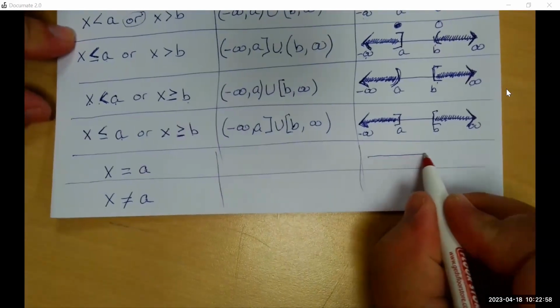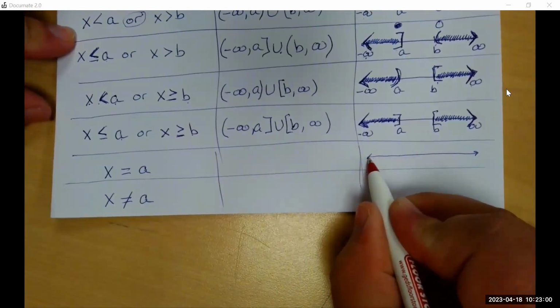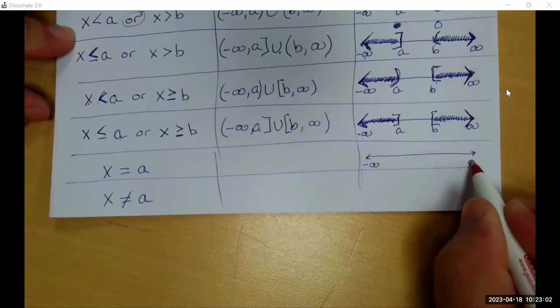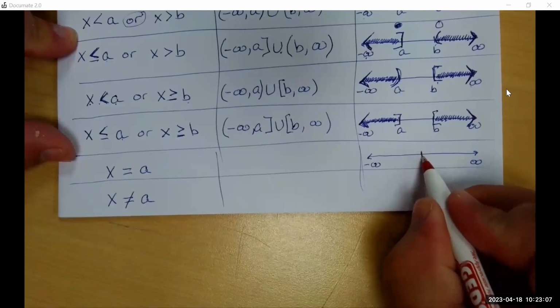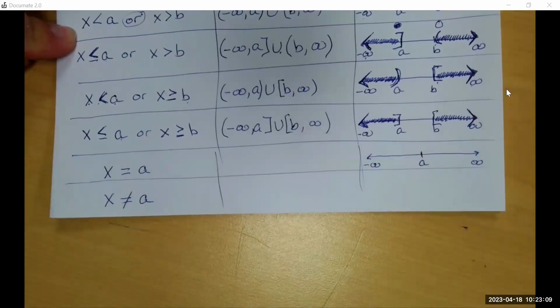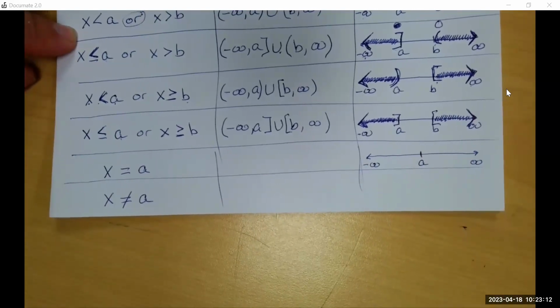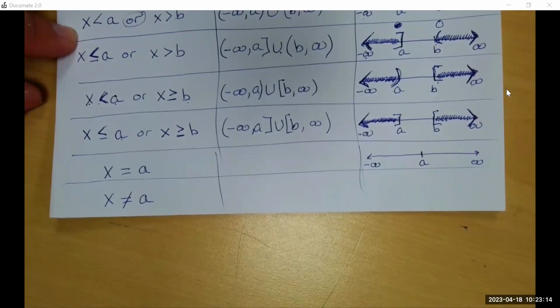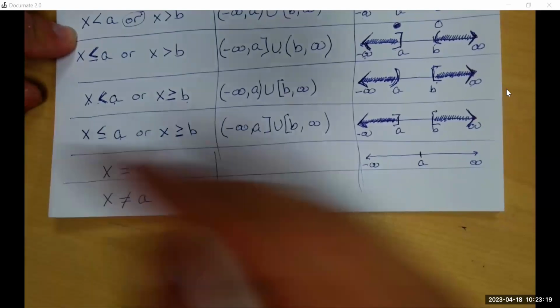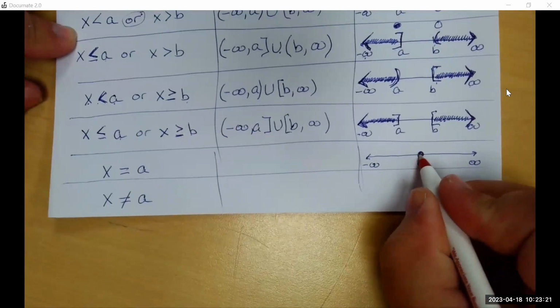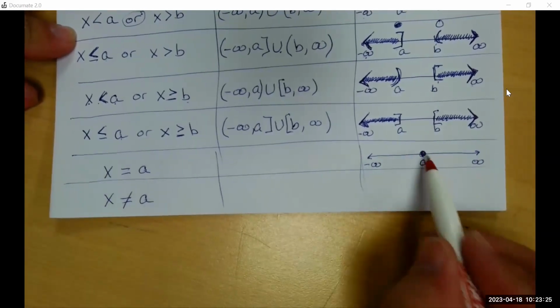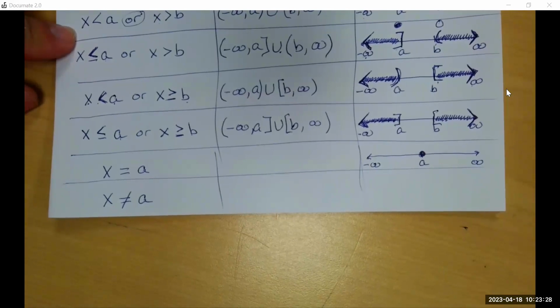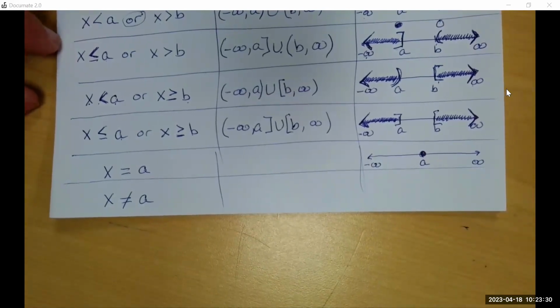So the graph of the first one. Negative infinity, positive infinity. There's A. So what symbol do I put on A? Because it's equal to. The only value x can equal is A, so I put a dot there. That's the reason we put dots on number lines.